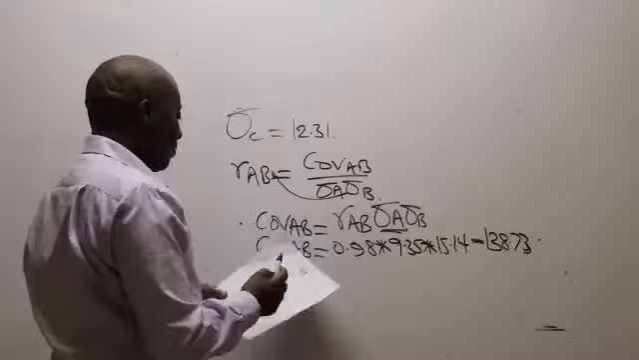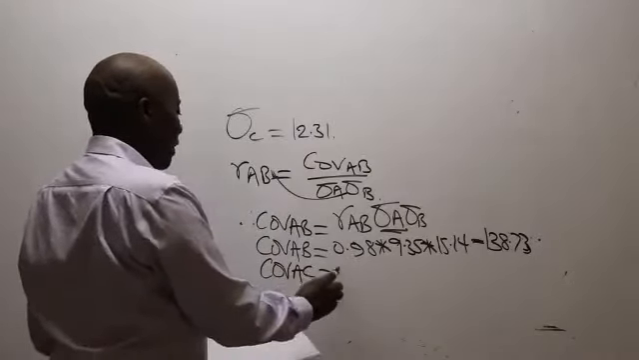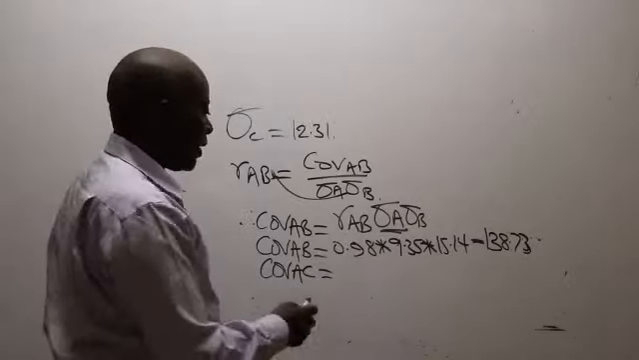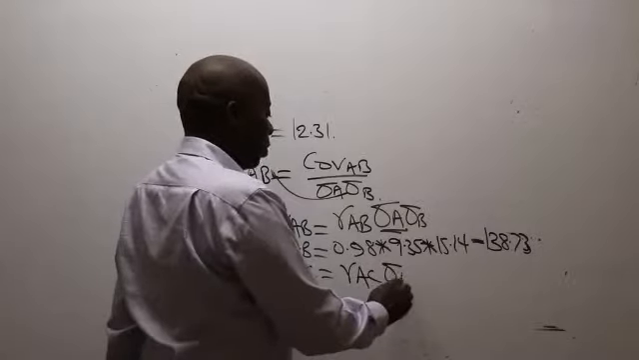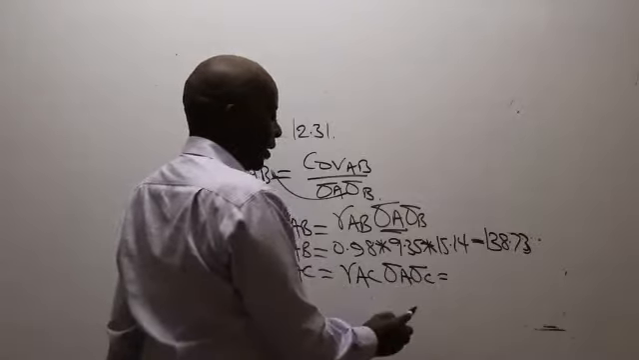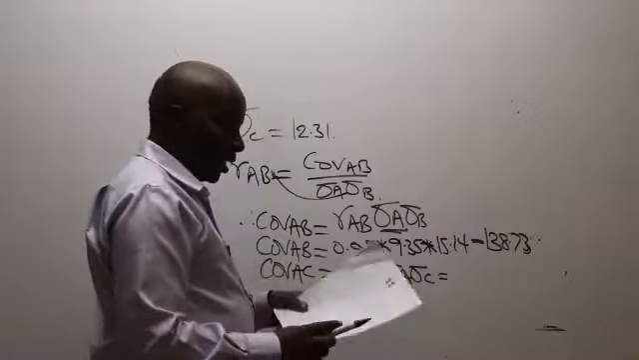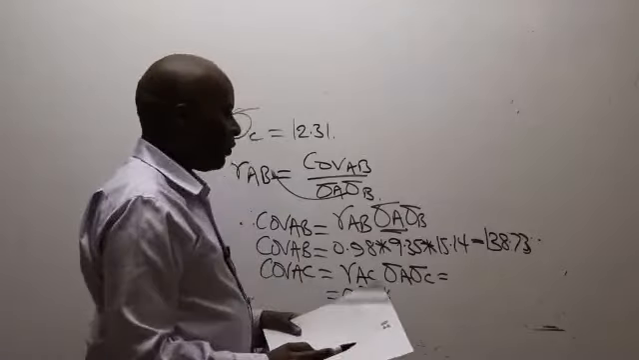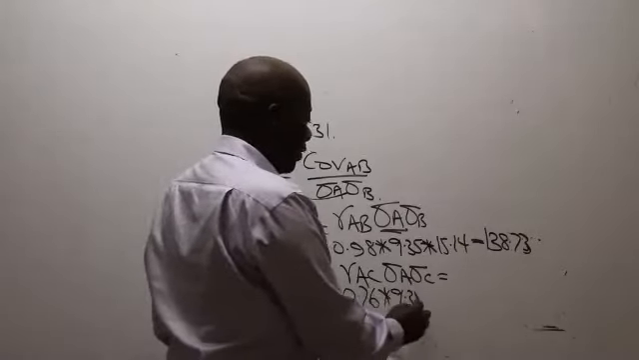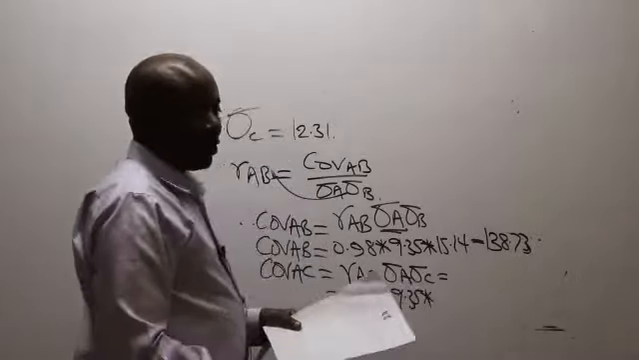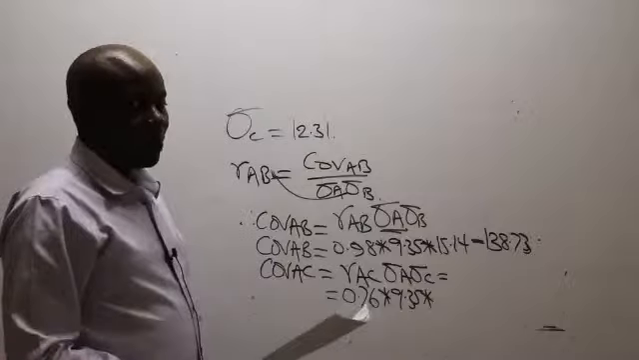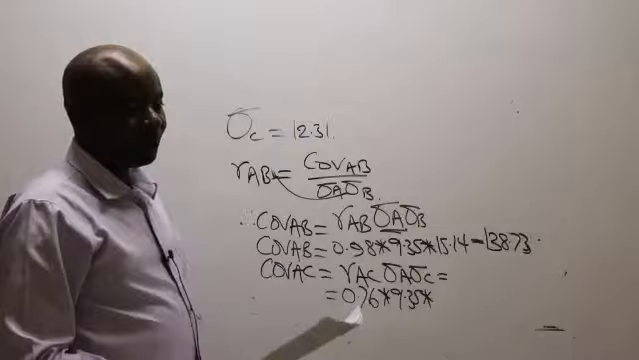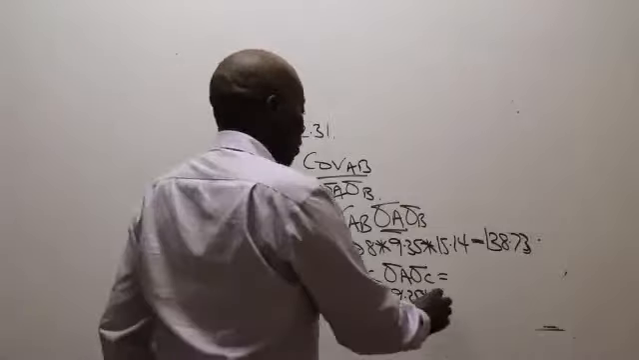So next I can see there is another pair, the covariance between A and C. I'll take the correlation between AC multiplied by the respective standard deviations. The correlation between AC is 0.76 times the standard deviation of A that you gave me as 9.35. However, I do not know what the standard deviation of C is. 12.31. Thank you so much.